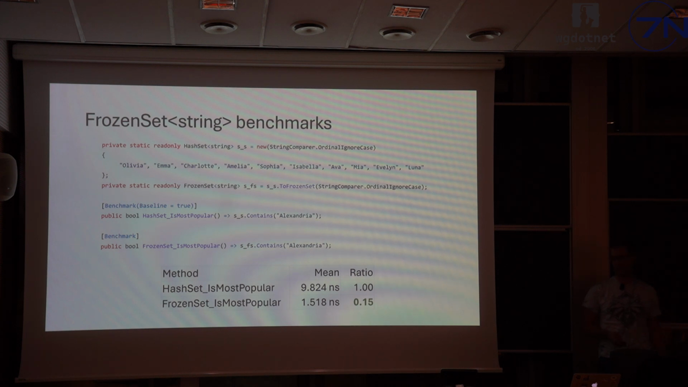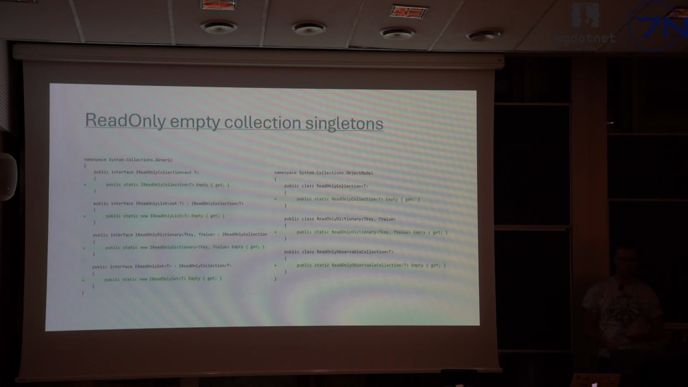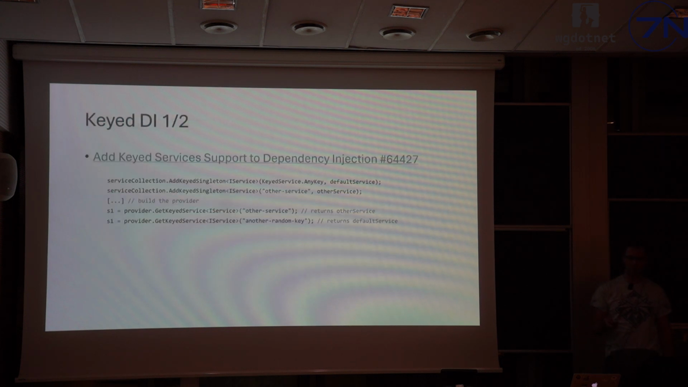So if you have ever gotten to the point that your hot path is in a dictionary or in a hash set, and you were thinking that there is no way of optimizing it, now you can switch to frozen collections, assuming that your input is not changing, or at least not very frequently. Another nice addition to collections: all of the read-only collections and their interfaces were extended with an empty property.